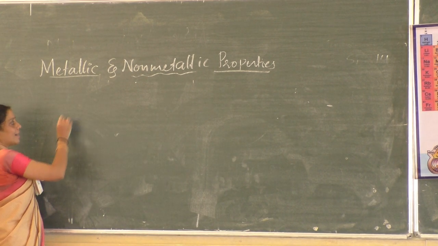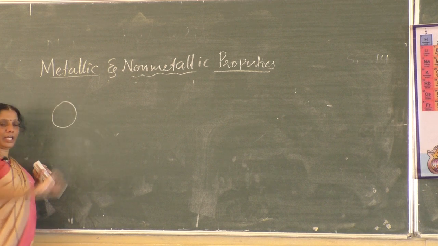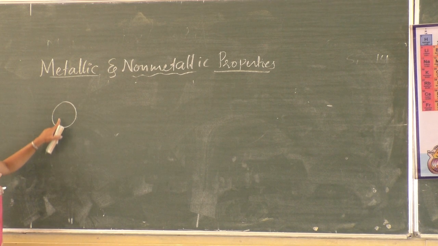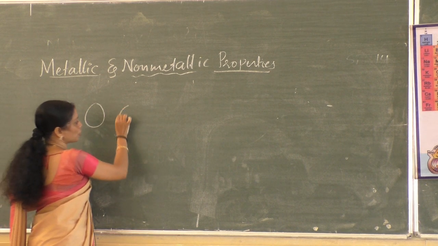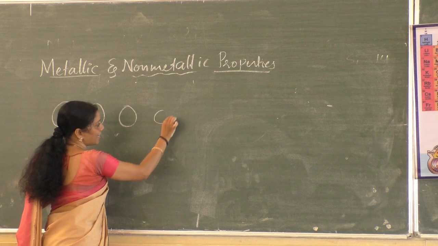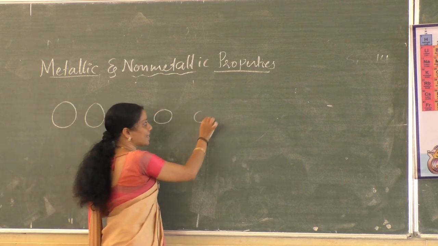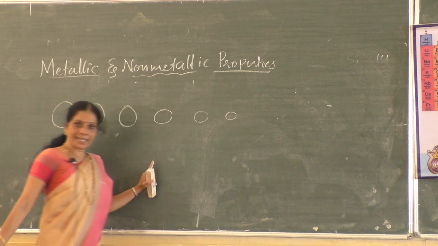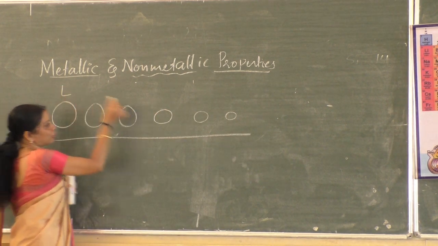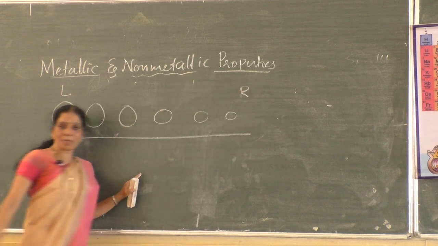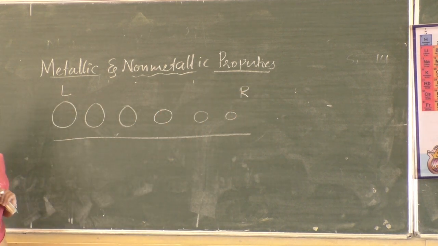Consider any period; any period starts from the first group itself. If the first group element has this size, the next element comes with a smaller size, the next to that again a smaller size, and so on. See, what happens to atomic size? When we move from left to the right direction, atomic size goes on decreasing.